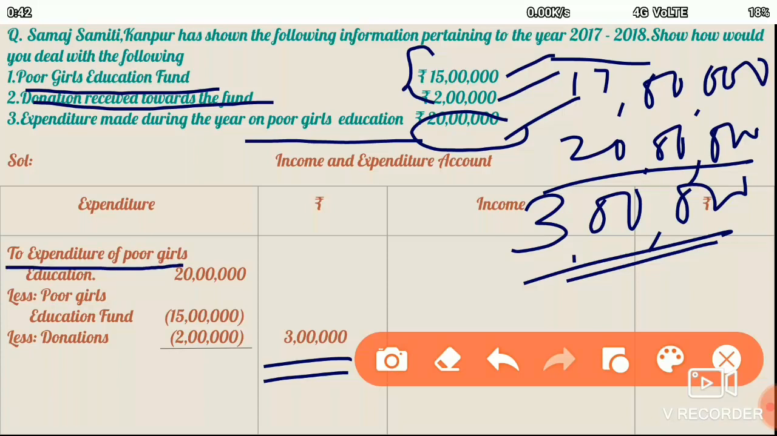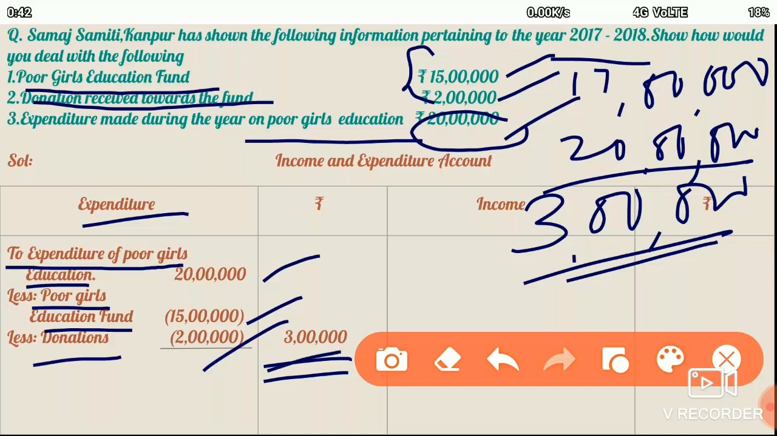To expenditure of Poor Girls Education, 20 lakh towards the expenditure side. Then you will deduct the Poor Girls Education Fund from the total expenses. Then you will also deduct the donation which is received towards the fund, 2 lakh rupees, and the balance amount, meaning the excess expenditure, will be shown towards the expenditure side of the income and expenditure account.